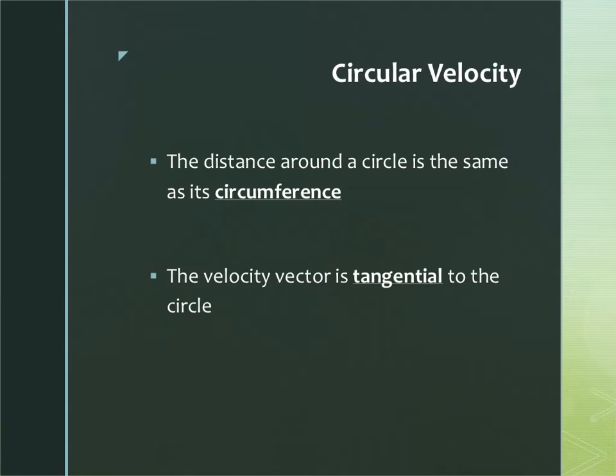And we start with this idea that the distance around a circle is the same as its circumference. So let's say you have a circular path right there. Oh, that's an ugly circle. Okay, close enough. So the circumference is defined as 2 pi r. Now velocity is the same as distance over time. So our distance is the same as circumference. So this velocity we can get is 2 pi r over time.